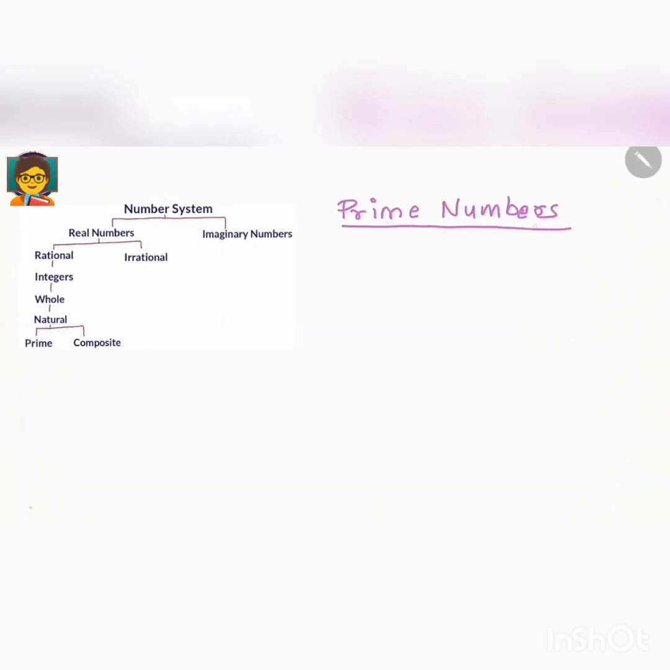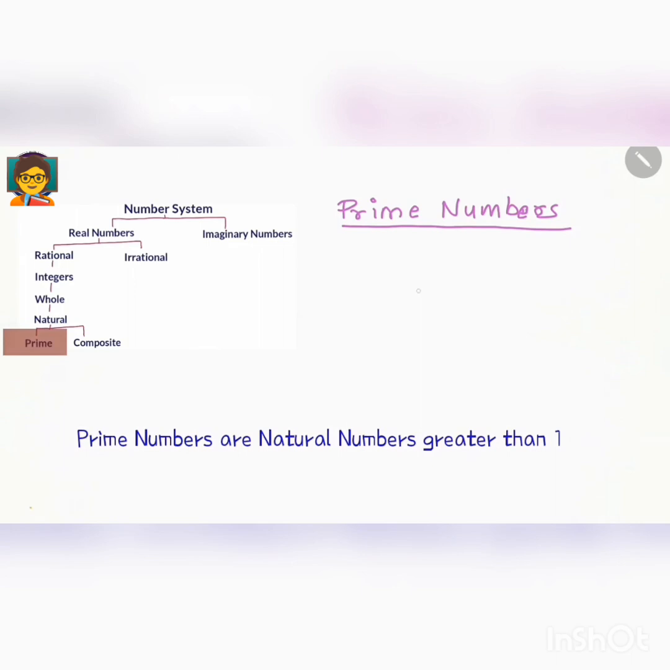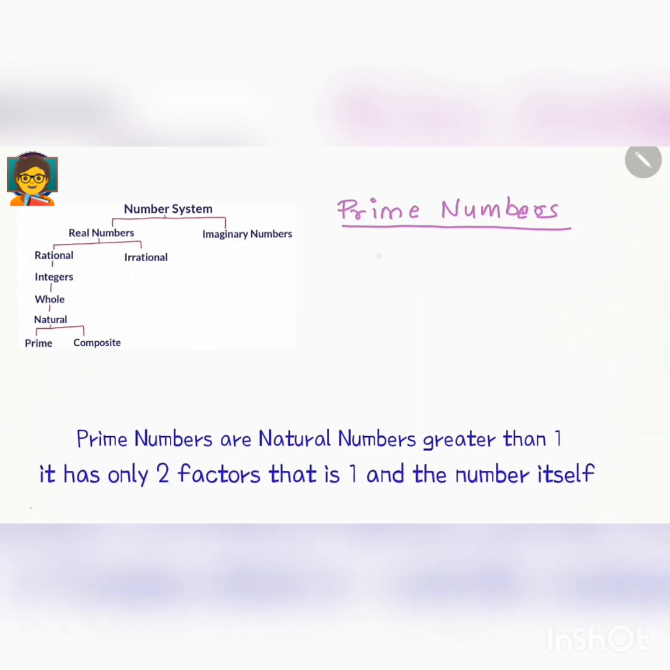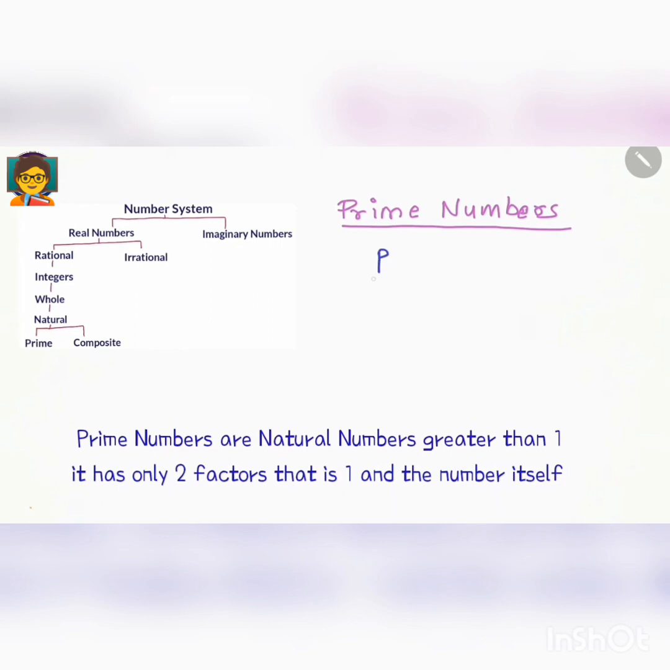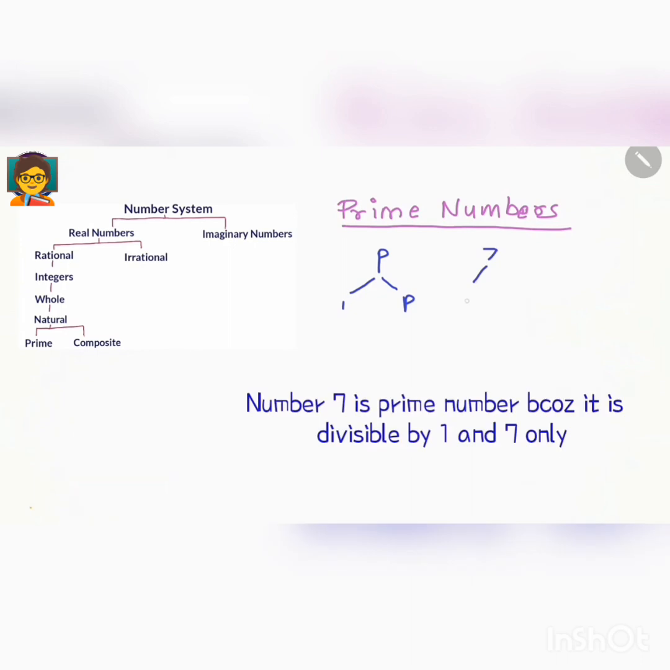Let's understand the prime numbers now. Prime numbers are the natural numbers greater than 1 and they have only 2 factors, that is 1 and the number itself. So if P is a prime number, then it will have only 2 factors, 1 and the number itself, that is P. For example, number 7 is a prime number because it has only two factors, that is 1 and 7. It can be divisible by either 1 or 7.